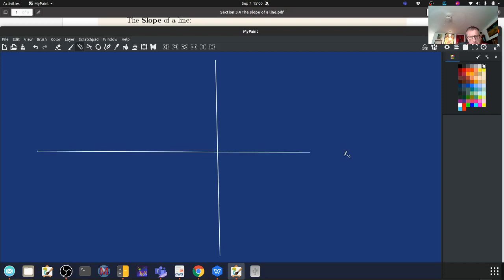So this is going to be my y-axis, and this is going to be my x-axis. And here, I'm just going to draw some arbitrary line. So remember, of course, this line goes on forever and ever. And now what we're going to do is I'm going to locate 2 points on the line. So right there is going to be 1 point, and I'm going to put the other point right here.